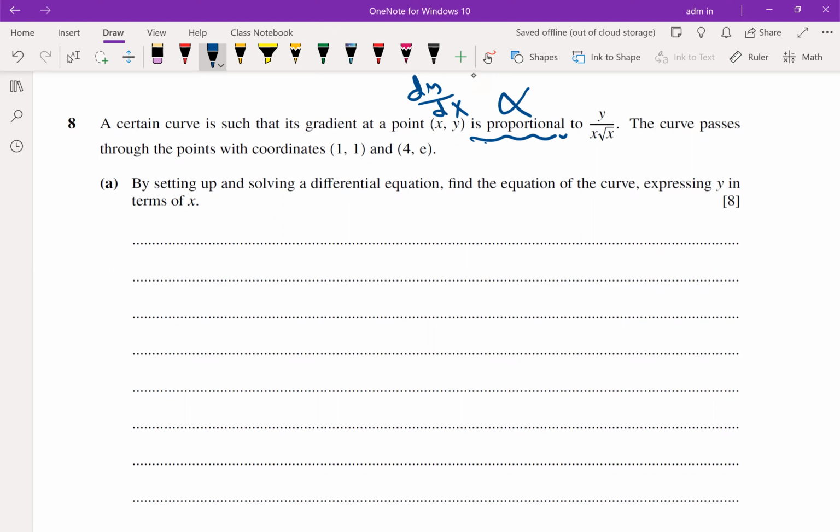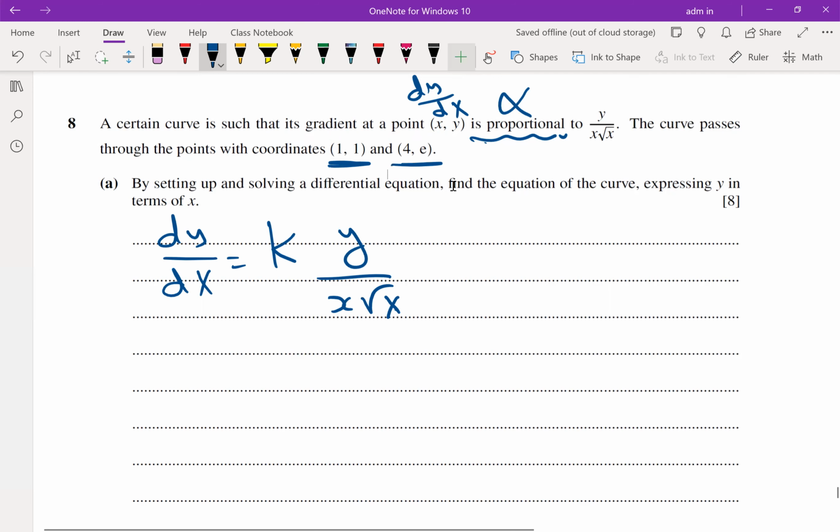When it is mentioned that it is proportional to, it means directly proportional. So when you write the differential equation, dy by dx, directly means k multiply, inversely means k divide. It's directly, so k multiplied by y over x root x. Now, the curve passes through the points with coordinates (1, 1) and (4, e).